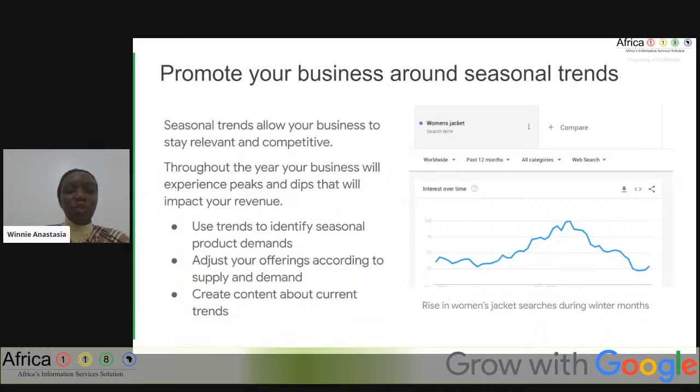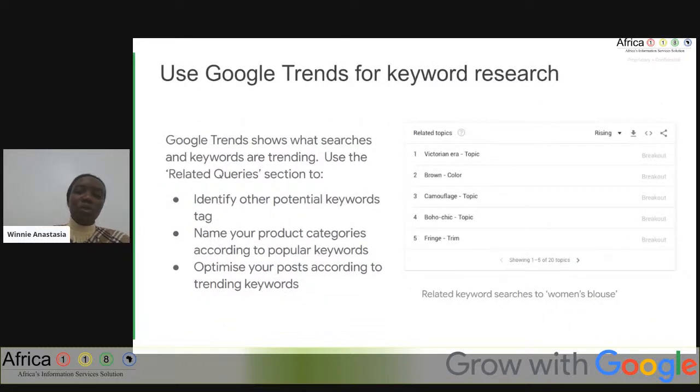It will help you to identify seasonal product demands and adjust your offerings according to supply and demand. Maybe when the demand goes low, you want to give promotional offers. It could also help you create content, now that you know which word is trending and how people are doing their searches online. So you want to create content about that. So that's how Google Trends can help you.